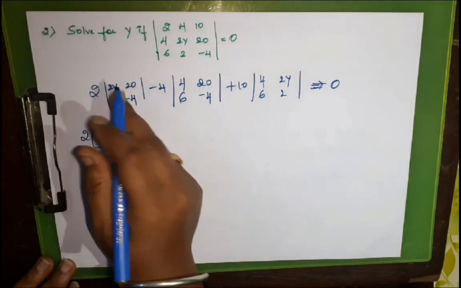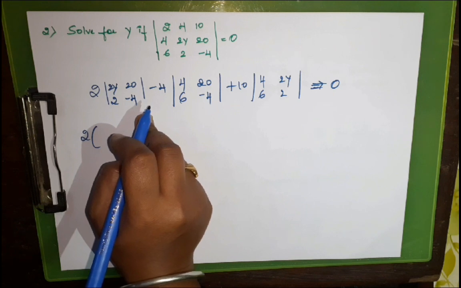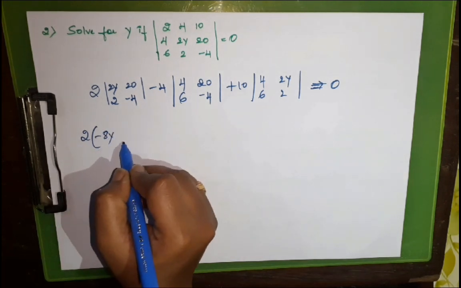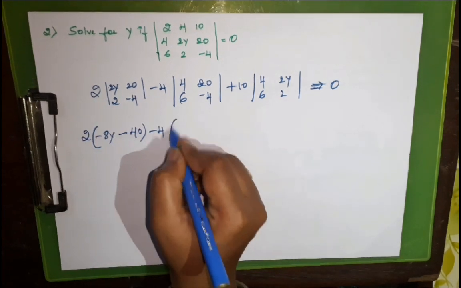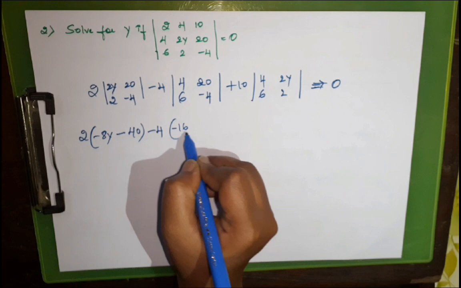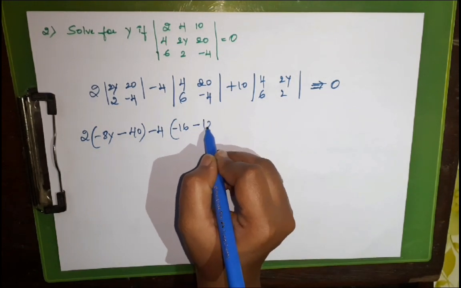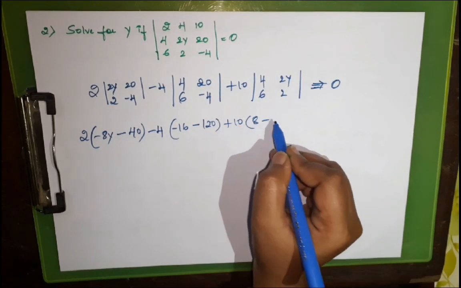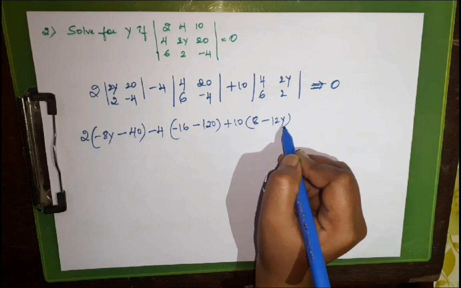So 2 into 2y minus 4. 2 into minus 4 is minus 8. Y you write as it is. Minus 2 into 20 is 40. Minus 4, 4 4s are 16, minus 16. Minus 20 into 6 is 120. Plus 10, 4 2s are 8, minus 6 into 2 is 12. Y you write as it is.